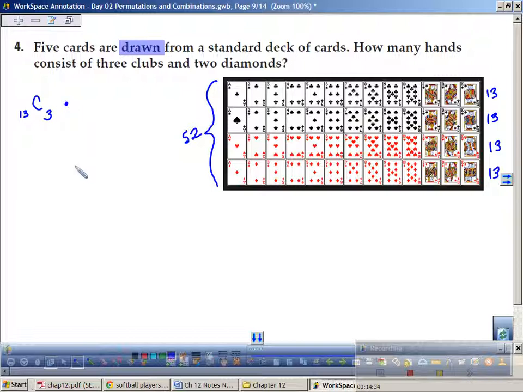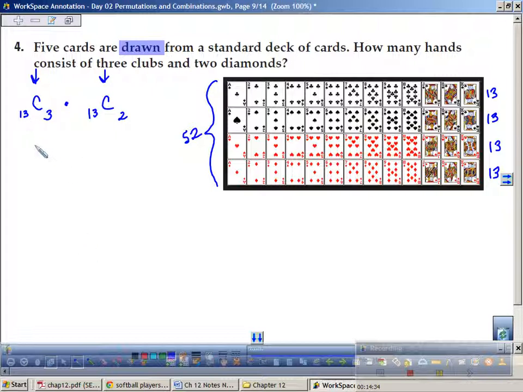All right, so we've got clubs. There's 13 clubs. There's 13 spades. There's 13 hearts. And there's 13 diamonds. So if I'm choosing, how many hands consist of 3 clubs? Well, I'm choosing 3 clubs, or I should write, I've got 13 clubs that I'm choosing, and I'm going to choose 3 of them. I've also got another event happening here. I'm also choosing 2 diamonds. Well, there's 13 diamonds, and I'm going to choose 2 of them. So it's the same thing we did in the previous example, only you have 2 different things happening. I have this thing that's happening. I have this thing that's happening. I'm going to multiply them by each other.